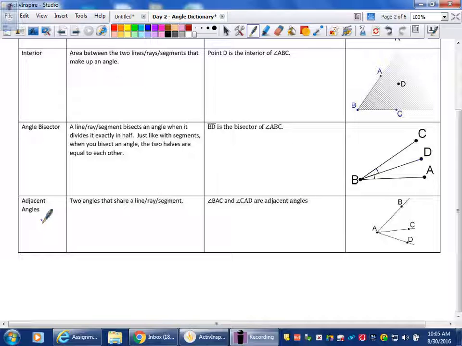Another definition you need to know is adjacent angles. Adjacent means next to. So adjacent angles share a line, ray, or segment. Good example is the picture over here. Angle BAC and angle CAD are adjacent angles because they share segment CA. This right here. They share a side.